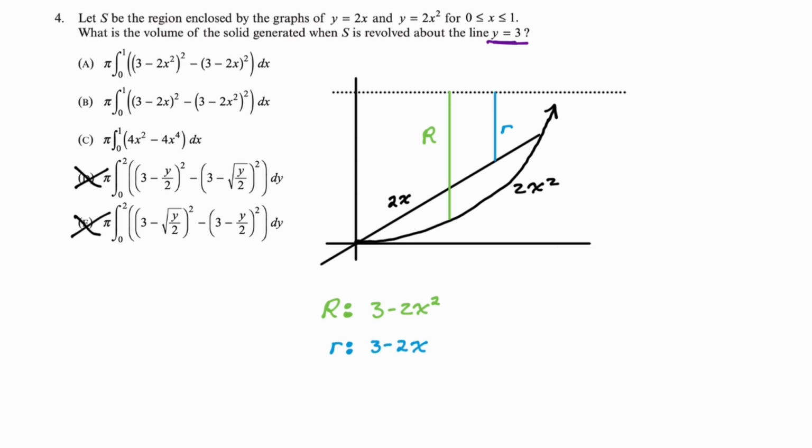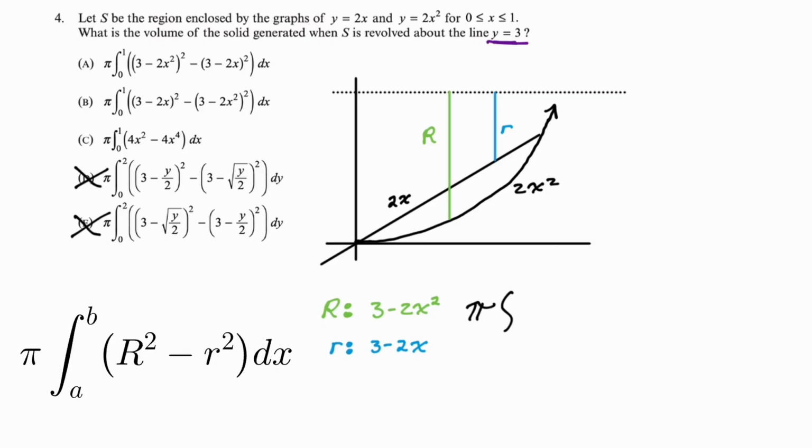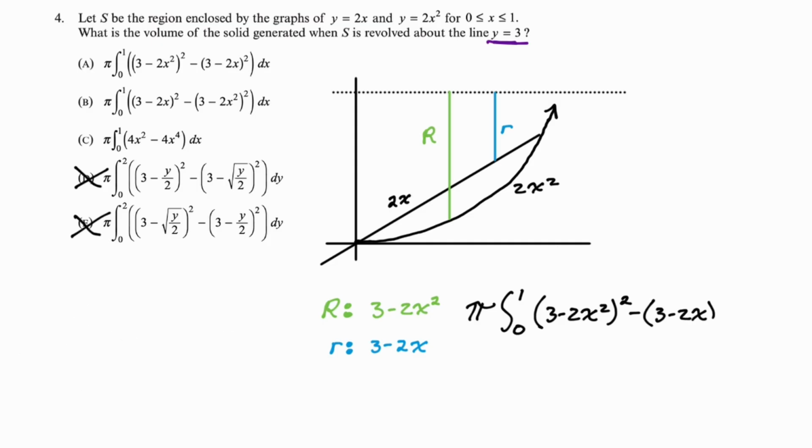And now we'll just write our volume. So it's going to be pi, the integral from the bounds. In this case, we're just given 0 to 1. So pi, the integral from 0 to 1, big radius squared. So it's going to be the quantity 3 minus 2x squared, squared, minus little radius squared. So that's going to be the quantity 3 minus 2x, squared, and then dx. Then we just look at the answer choices.